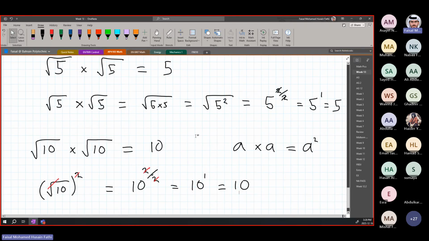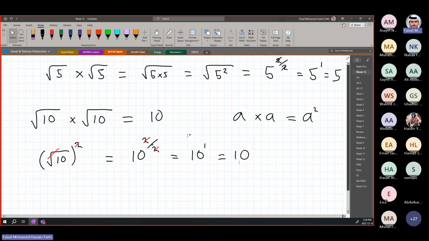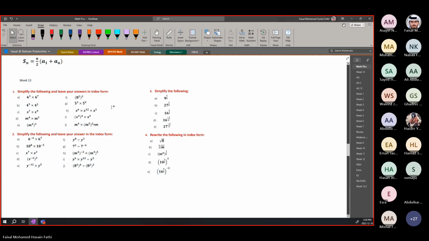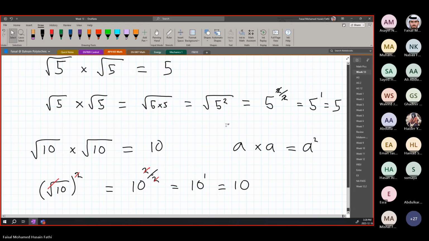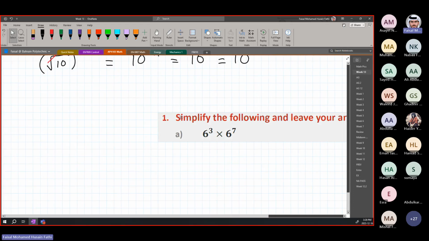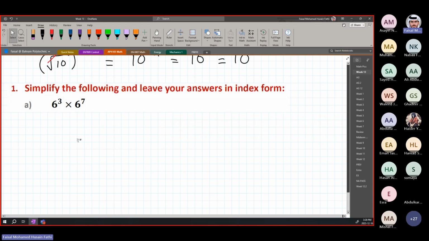Any questions? Any questions about any of these concepts before we start solving? Okay, great. Let's move on into solving questions directly then.